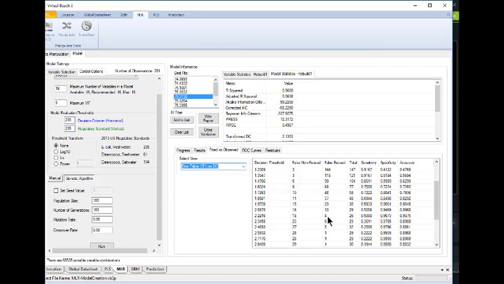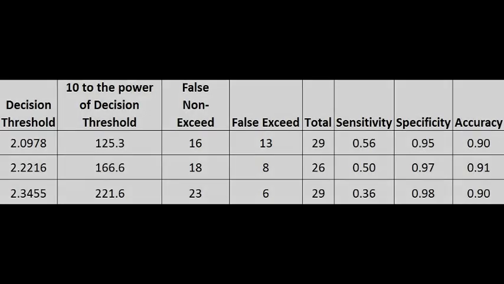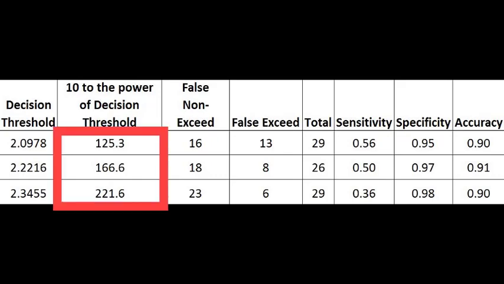What is confusing is that the decision threshold is listed as the log value, not the untransformed value of the decision criterion. For clarity, the decision threshold is converted in this chart. The decision criterion that will give the best model is somewhere between 125 and 221.